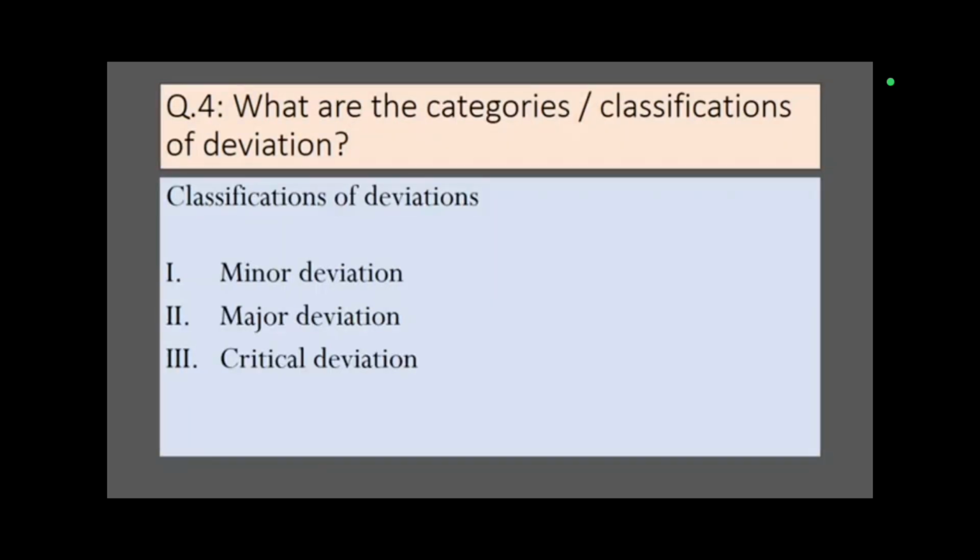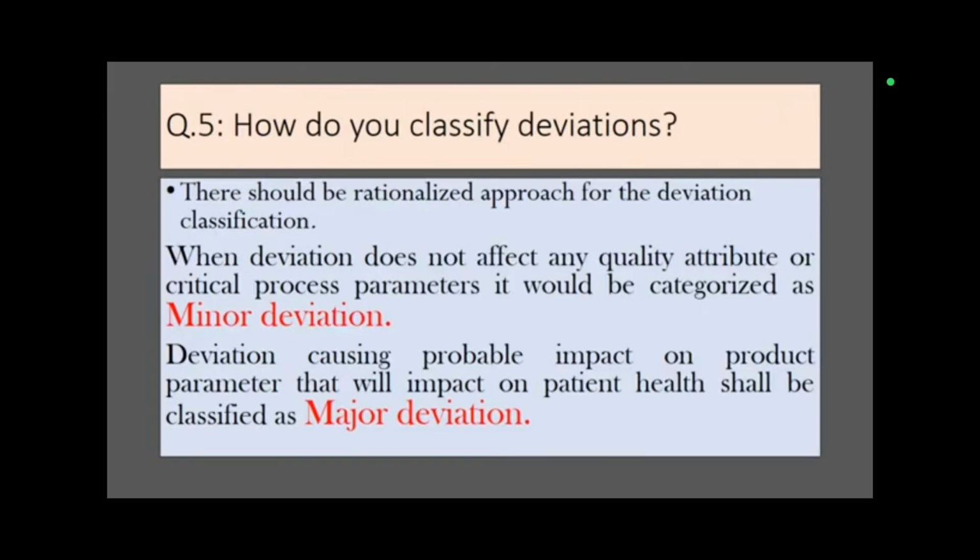Next simple question, what are the categories or classifications of deviations? Deviations are majorly classified into the 3 categories. These are minor deviations, major deviations and critical deviations.